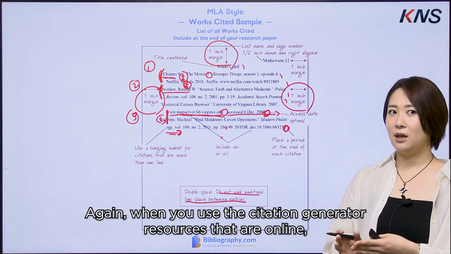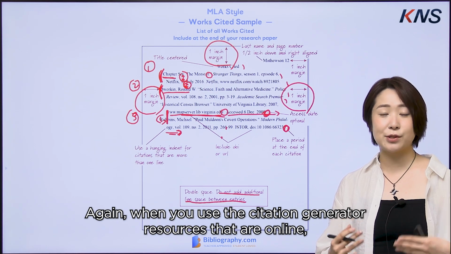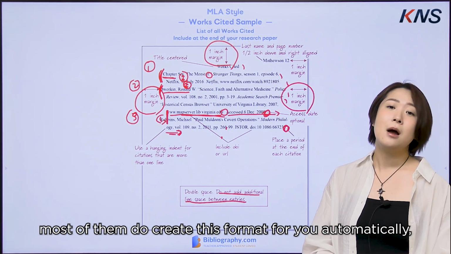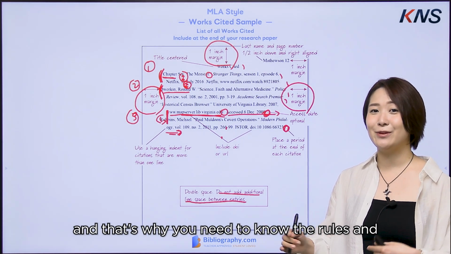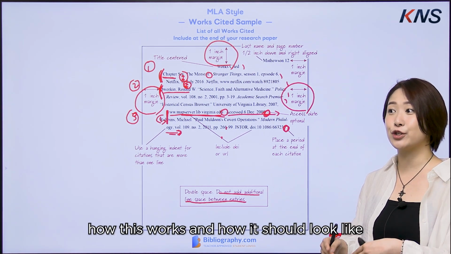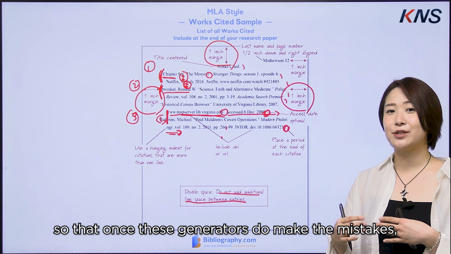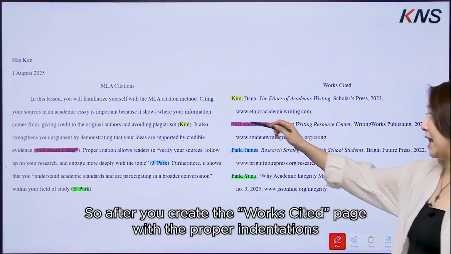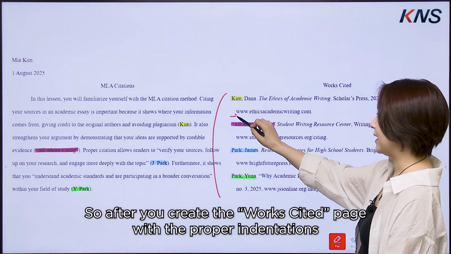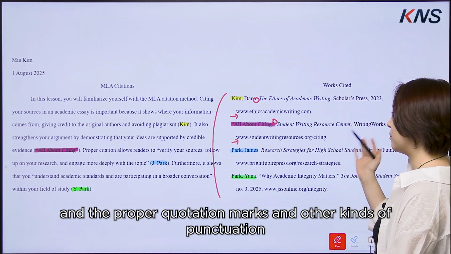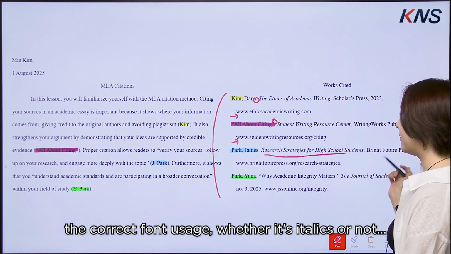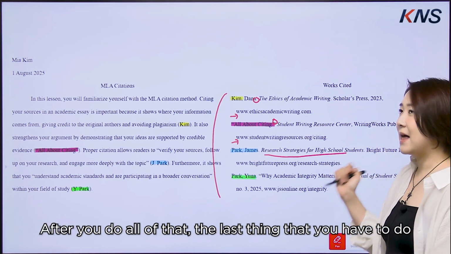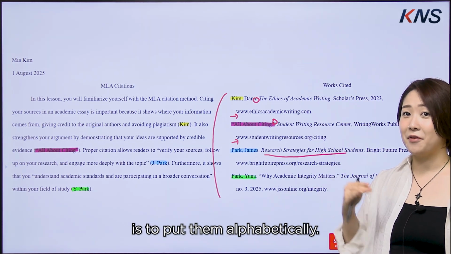Again, when you use the citation generator resources that are online, most of them do create this format for you automatically. But sometimes they make mistakes, and that's why you need to know the rules and how this works and how it should look, so that once these generators do make mistakes, you can catch them and fix them manually. After you create the works cited page with the proper indentations, the proper quotation marks and other punctuation, and the correct font usage, whether it's italics or not, the last thing you have to do is put them alphabetically.